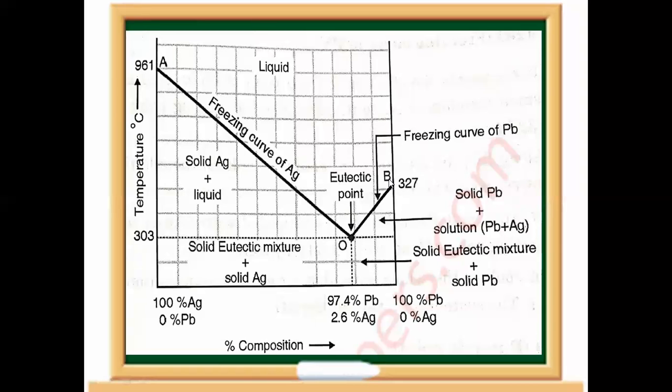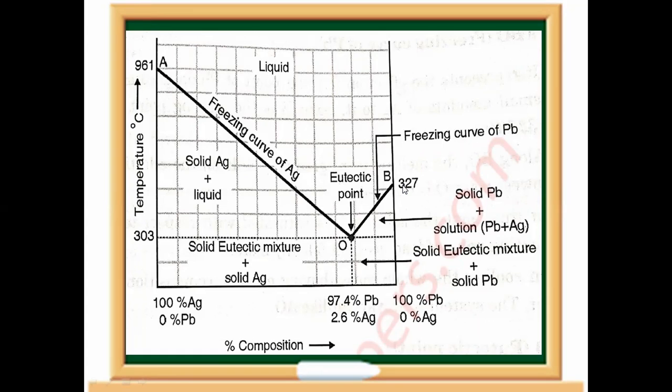Now let us have a look along the curve BO. Okay, B is beginning at a temperature of 327 degrees Celsius and terminating or ending at point O. Now let us study this. This 327 degrees Celsius at point B is the melting point of lead, where molten lead is taken. To this molten lead, quantities of silver are added.